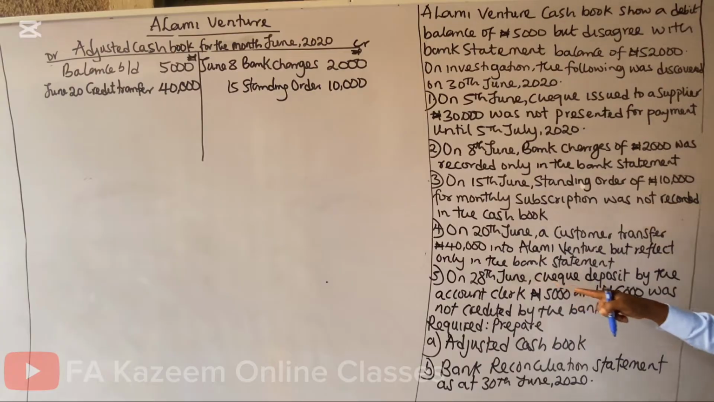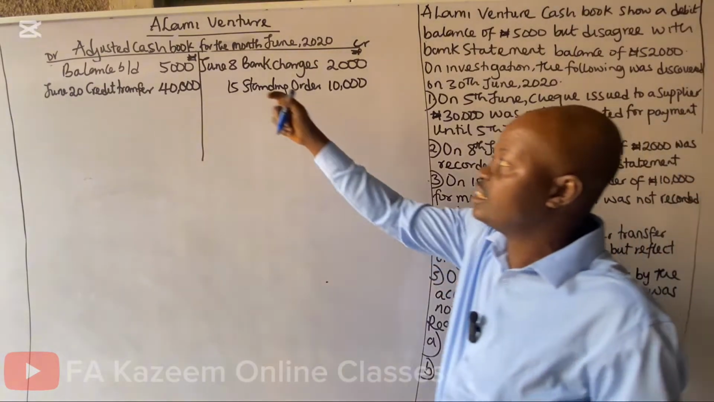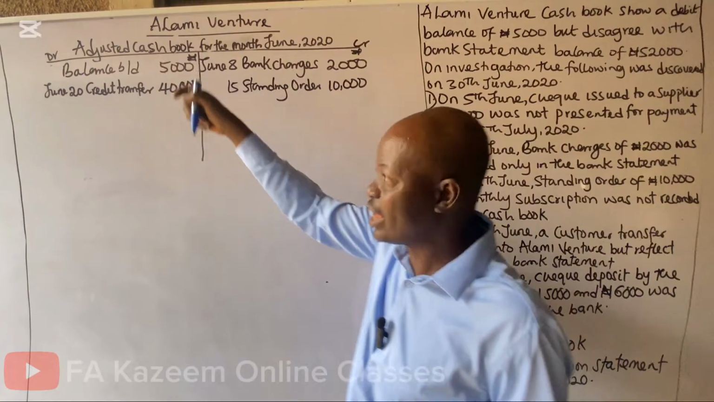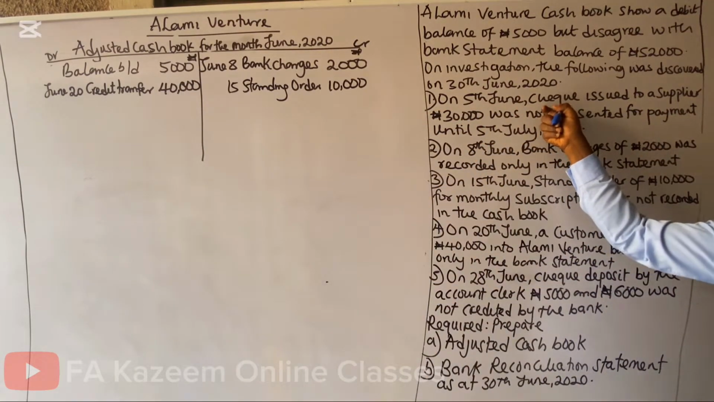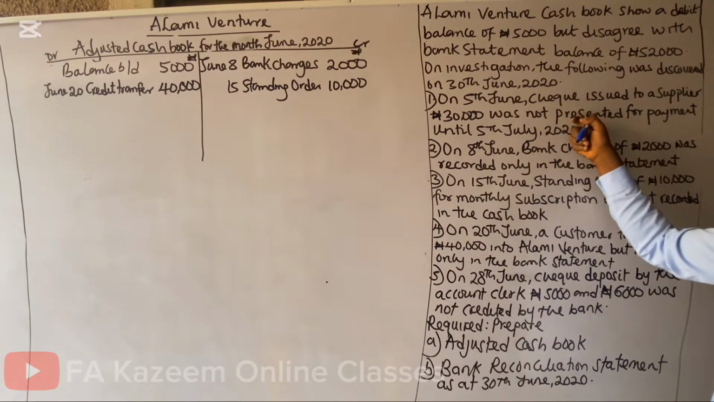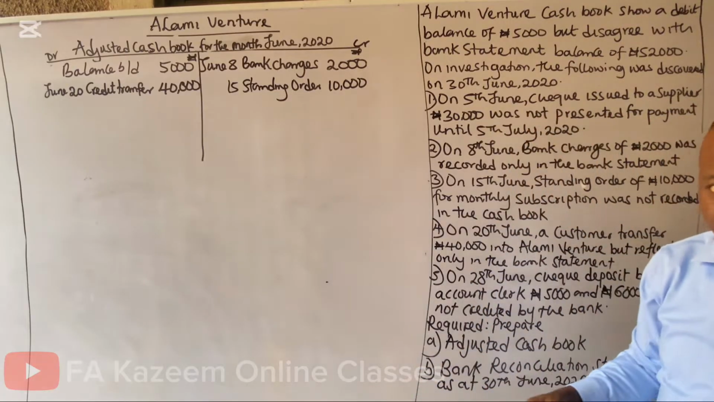On 28th June, check deposits by the account clerk, 5,000 and 6,000 naira, was not credited by the bank. This is what we call uncredited check. And mind you, uncredited checks are not recorded in the adjusted cash book, as well as unpresented checks. There are 2 items you don't record in the adjusted cash book. The unpresented check is not recorded in the adjusted cash book. And you may be asking me why.